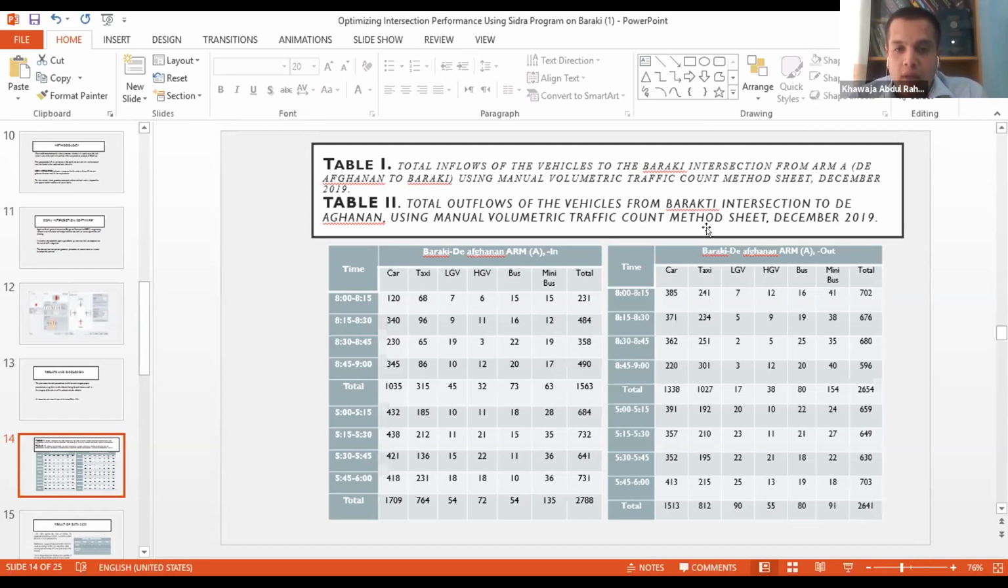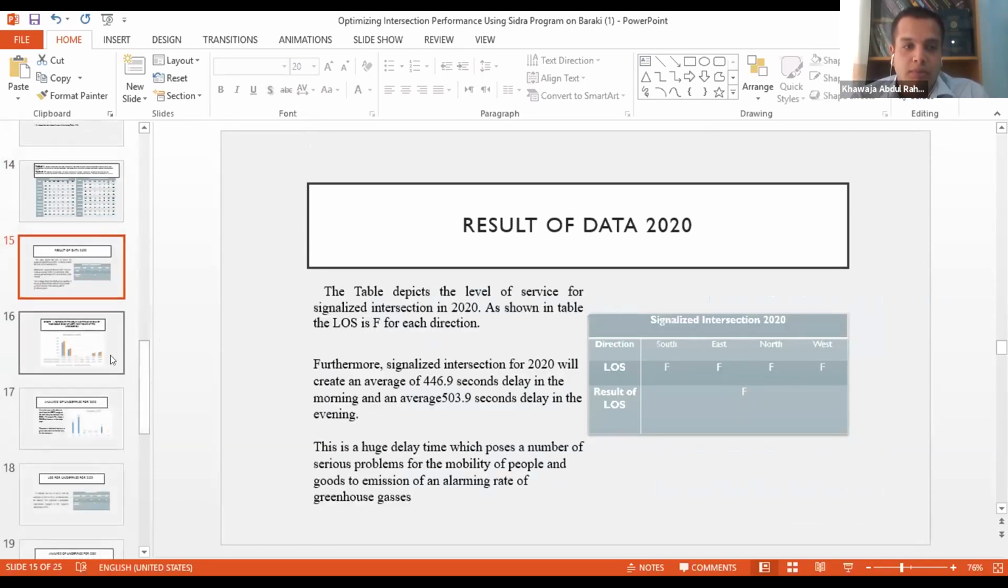The procedure is the same for the other tables. Result of data.